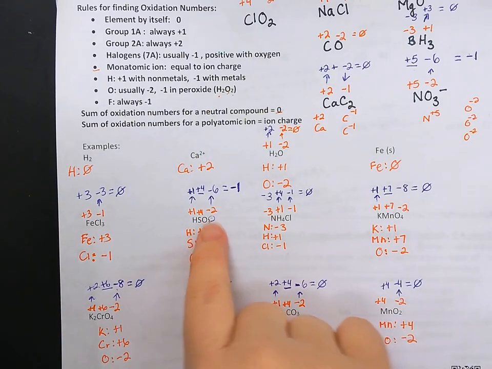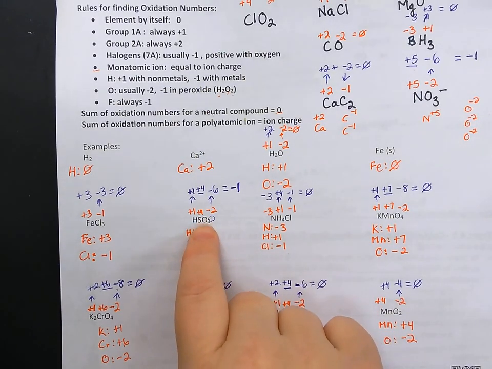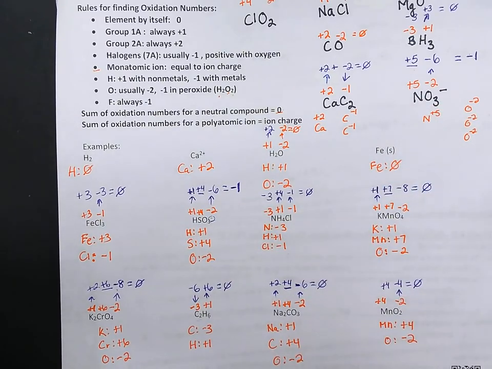Right, so that's how we can figure out a polyatomic ion. We want it to add up to that charge, just like we did with the nitrate up here.